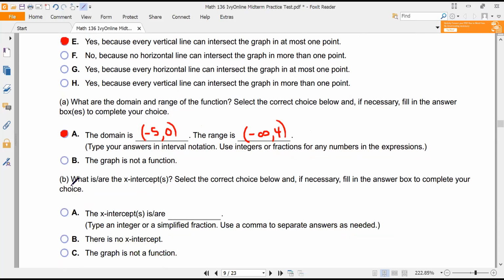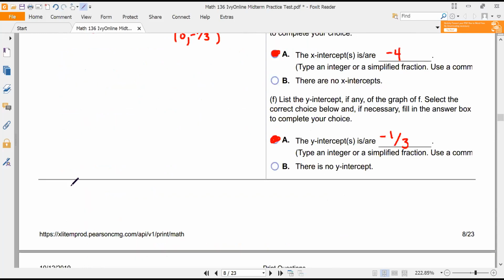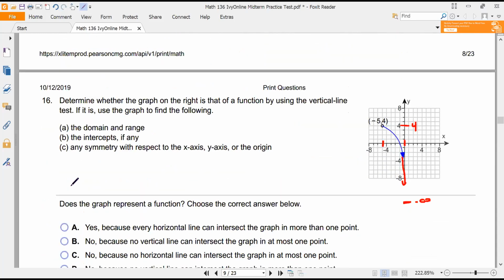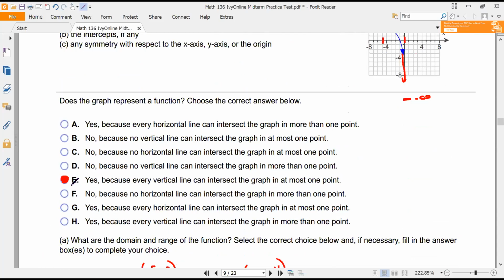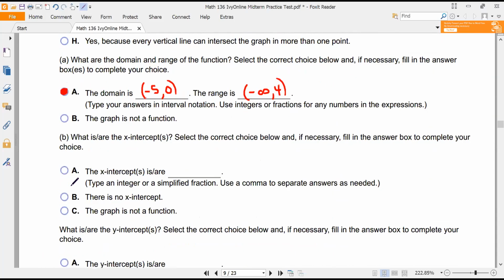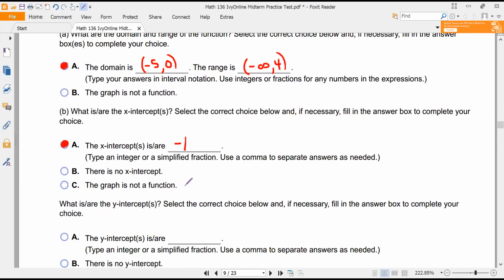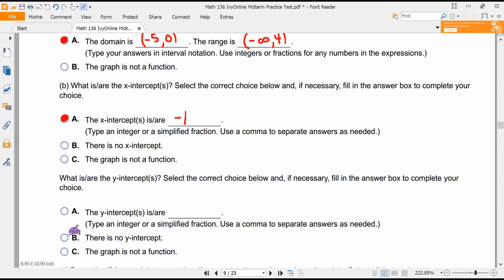And then it says the x-intercept. So are there any places we cross the x-axis? Yes, and it looks like it is at -1. Again, they do not want you to write this as an ordered pair, which drives me up the wall, but I am going with how do you get your grade right? So -1 is the point where we cross the x-axis. There are no y-intercepts. The y-axis is kind of a boundary line for us.